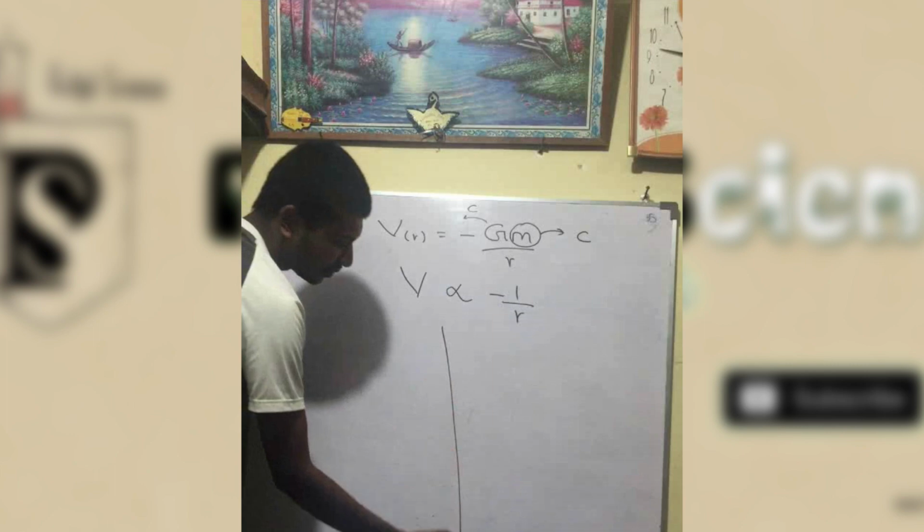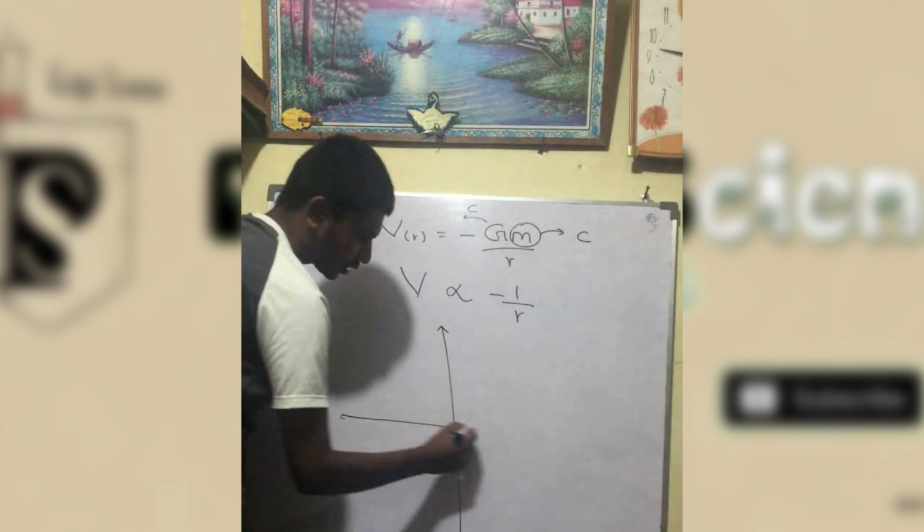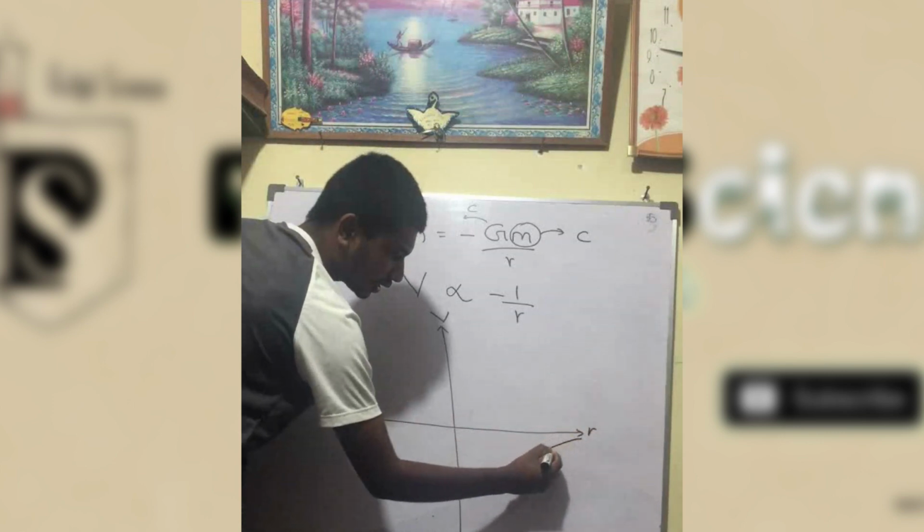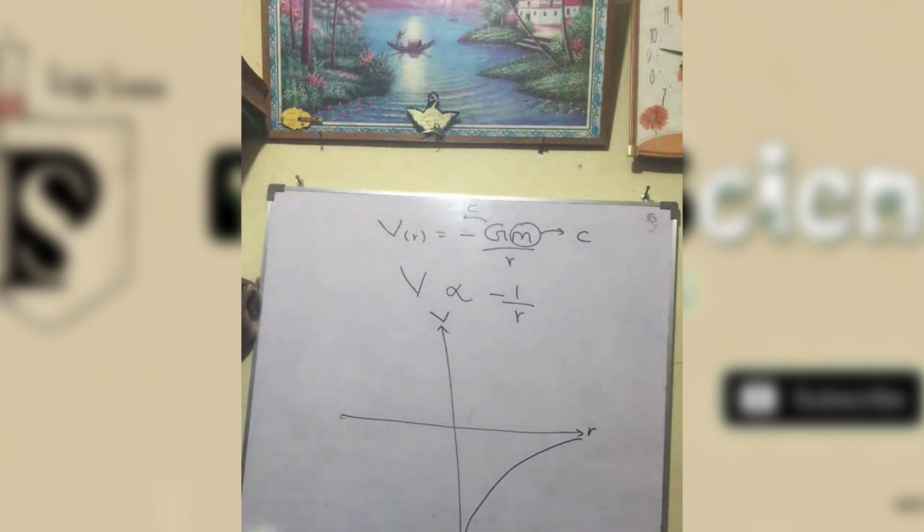So this kind of graph form is like this, right? So the answer will be the second one. So the next question we have, the sixth.